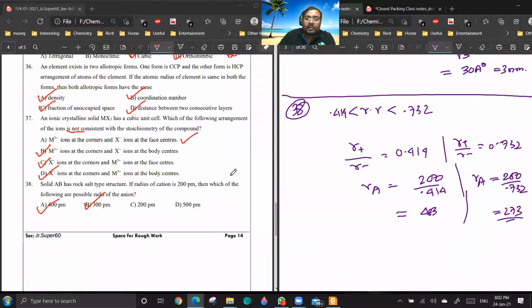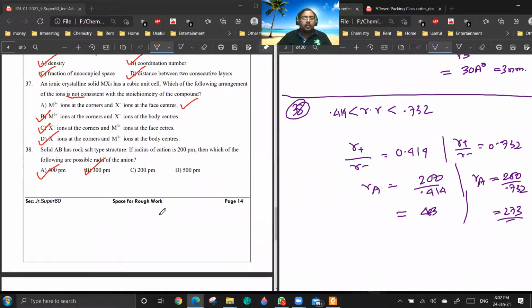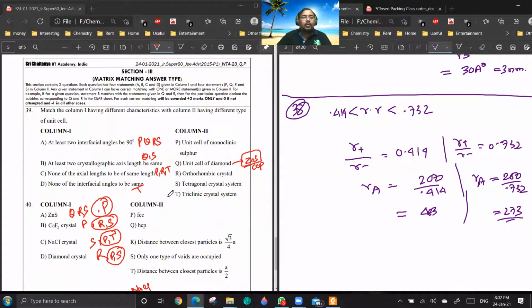See, rock salt type structure means one atom is in lattice point, CCP, another is in octahedral void. This is rock salt type structure. Is it clear? Yes, sir. Okay, everyone is clear with this? 38? Can you move? Yes, sir. Okay. So 39, 40? 39 should not be a doubt.